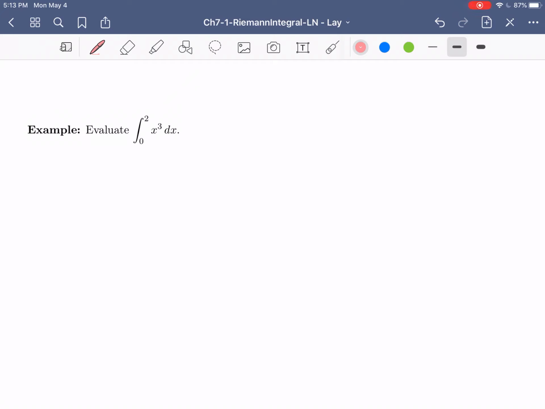In this video, we are going to evaluate the value of a Riemann integral using the ideas of upper and lower sums and showing that those upper and lower sums are in fact equal. Notice here we're taking an integral from 0 to 2 of x cubed dx. So with 0 and 2, those are our values of a and b. So a is 0 and b is 2. Also notice that our function f of x is going to be x cubed.